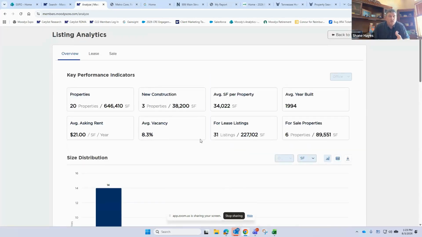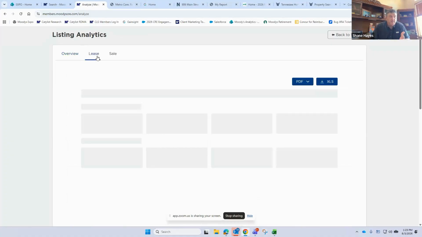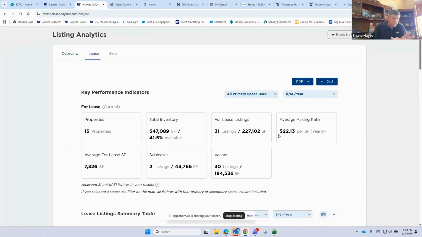Now we're looking at what's going on in this area, and then you can click lease, and it's telling you roughly the cost per foot across all these properties in those 31 listings. So it's 31 listings inside 15 properties. So again, that means there are multiple leases inside a single building. They're averaging $22.13 a foot for office listings in that part of town.